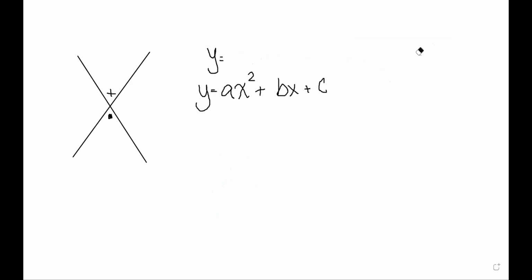Okay, so let's see. First example. Six x squared. Oops. That's 7 minus 3.